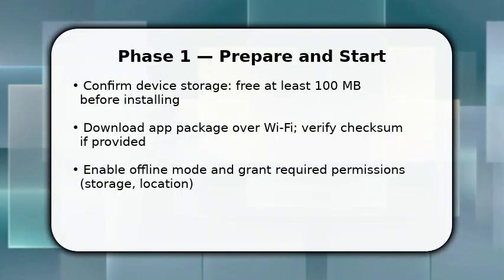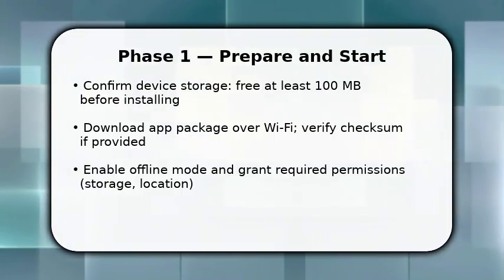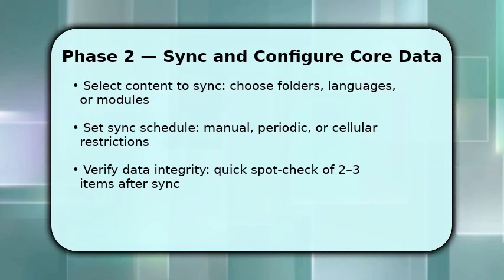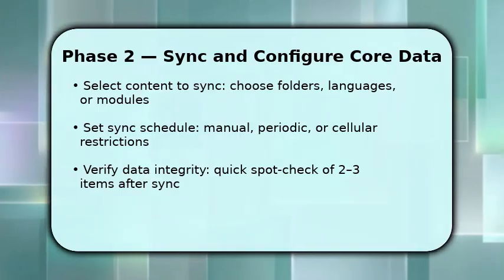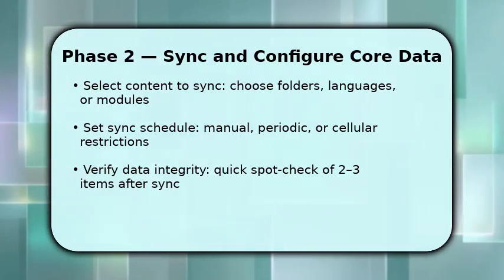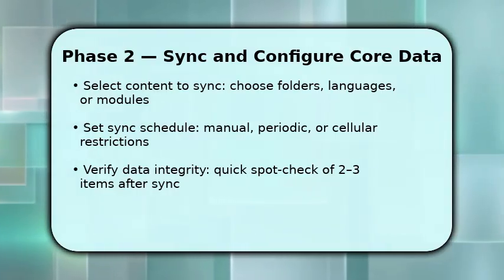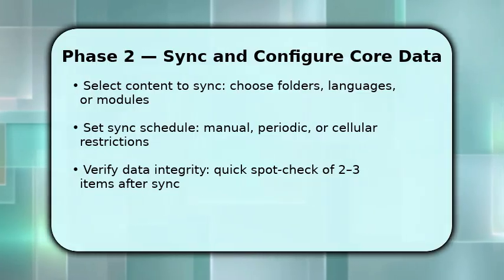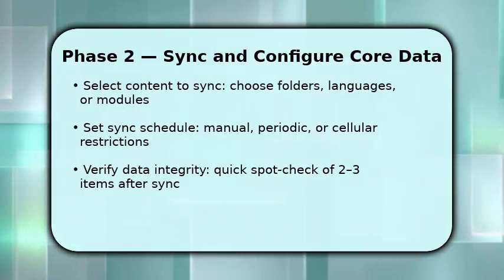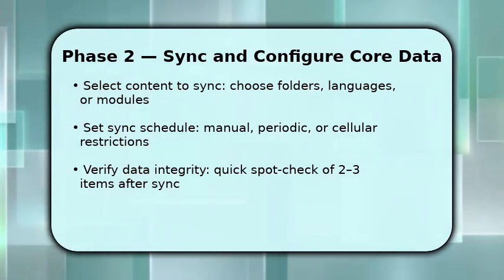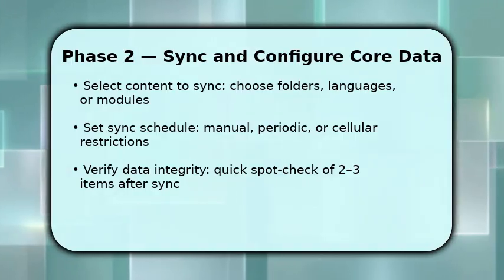When installation finishes, proceed to synchronize the first dataset so content is available without a network. You now focus on the core sync. Pick the exact content you need and start synchronization. Once done, configure sync behavior: manual for tight control, scheduled for regular updates, or restrict cellular use to save data. Make sure to prioritize essential modules so the app caches the smallest useful dataset first.